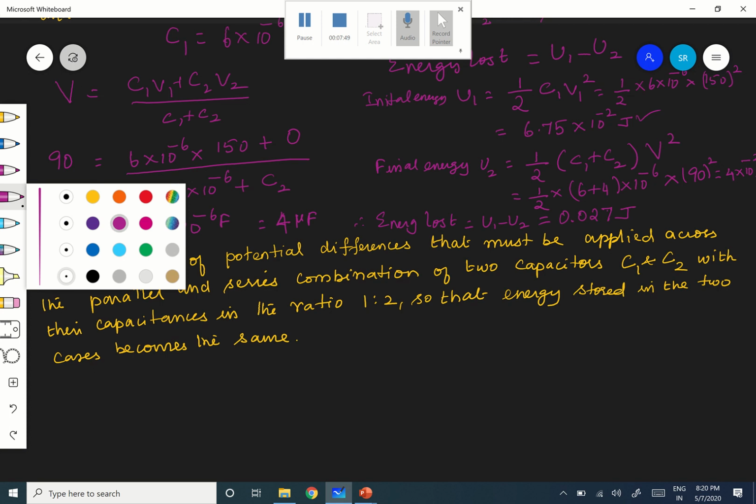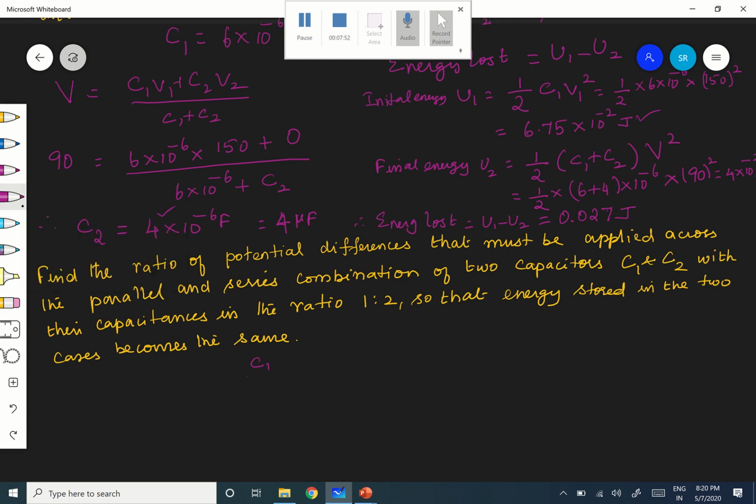C1 by C2 is equal to 1 by 2. Therefore that gives C2 equal to 2C1. Are you following? This is given. Therefore, what is CP, the equivalent capacitance when they are connected in parallel? That is equal to C1 plus C2, that is C1 plus 2C1, which is equal to 3C1.